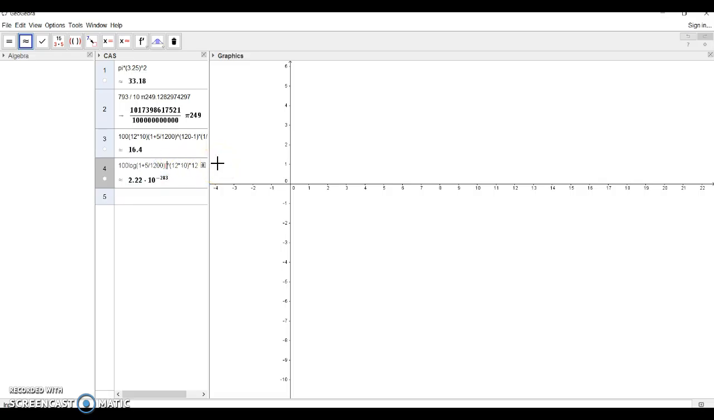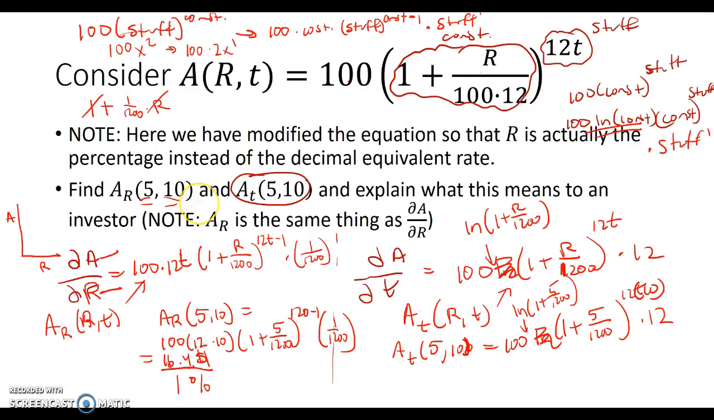to 1 plus 5 over 1200, and I get 8.22. Okay, well, what is that telling me? Well, that tells me that if I were to write this down, 8.22, and that's over 1. A is measured in dollars of future value. T is measured in the number of years. So if at the current state of things, if I were to increase my investment time by 1 year, then I would expect to see an increase in my balance of $8.22.